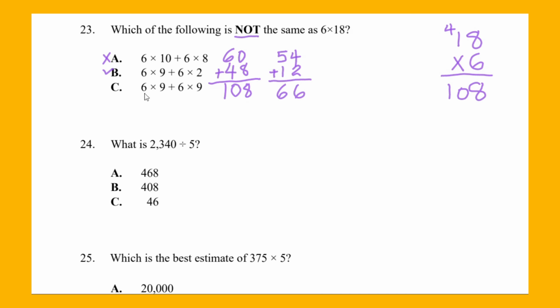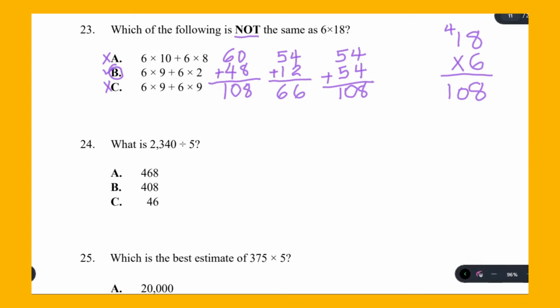Let us look at option C. So we already established that 6 times 9 is 54. So 6 times 9, 54, and 6 times 9 is 54 again. So let us add. 4 plus 4 is 8, and 5 plus 5 is 10. So option C is not the answer. So we know for sure that the answer is B.